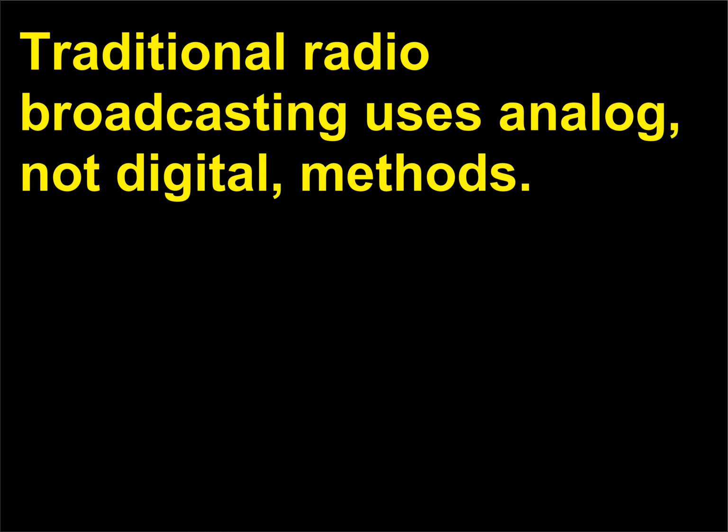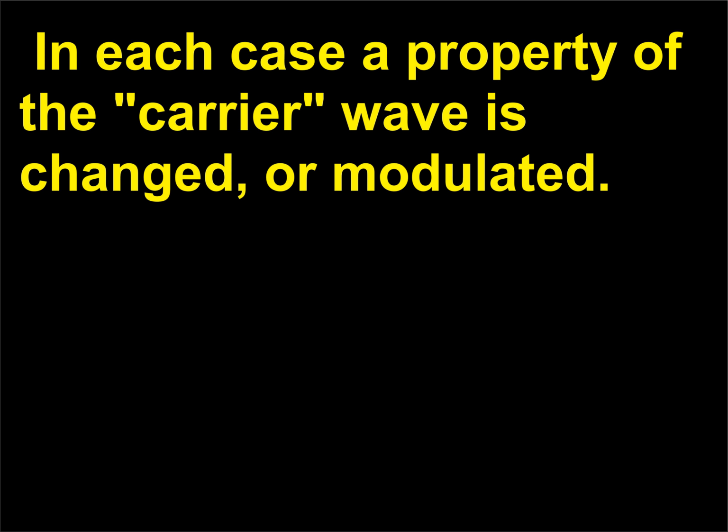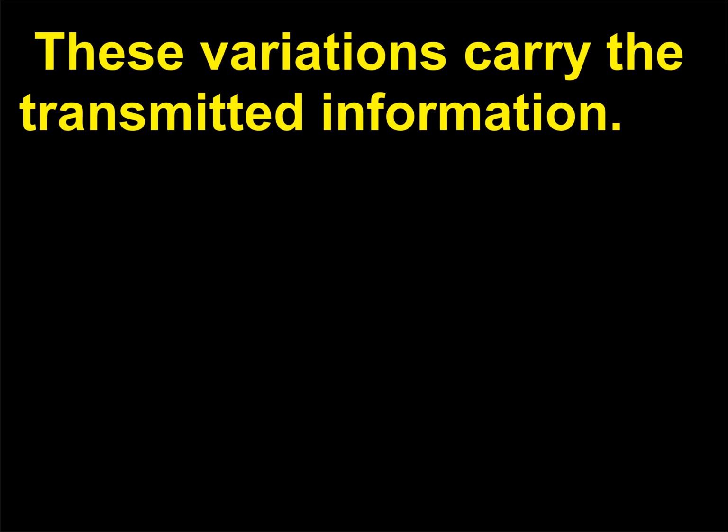What do AM and FM mean? Traditional radio broadcasting uses analog, not digital, methods. AM, or amplitude modulation, and FM, or frequency modulation, are methods of transmitting information on a radio. In each case a property of the carrier wave is changed, or modulated. These variations carry the transmitted information.